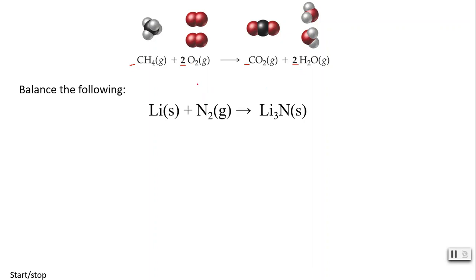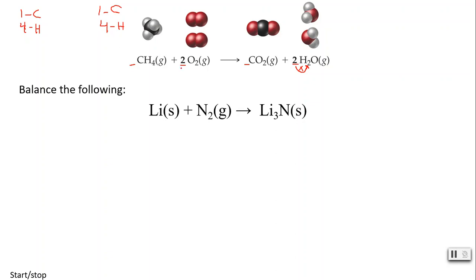Putting that coefficient there now gives me a balanced chemical equation, and I can go back and double check and make sure that the number and type of atom on the left is equal to the number and type of atom on the right. So on my left-hand side, I have one carbon. I have one carbon on my right-hand side. I have 4 hydrogens on the left. On my right, I have 2 times 2, or I have 4 hydrogens.